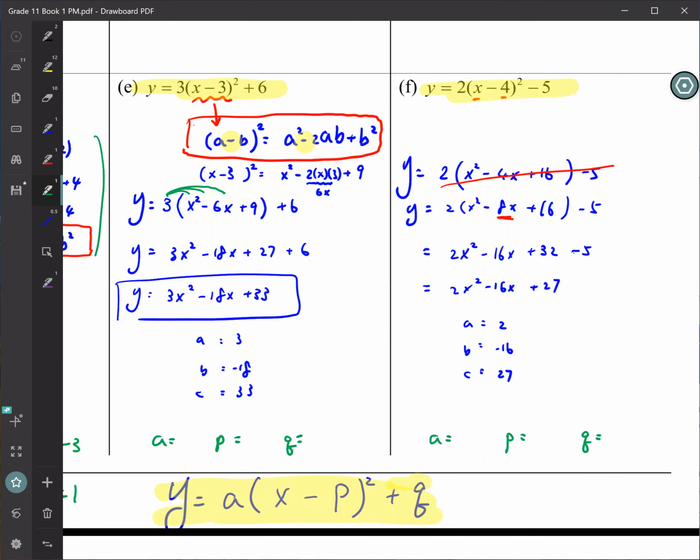Remember, A and Q are the easy ones. P, you need to flip, okay? Flip the sign. Please raise your hand if you finished.